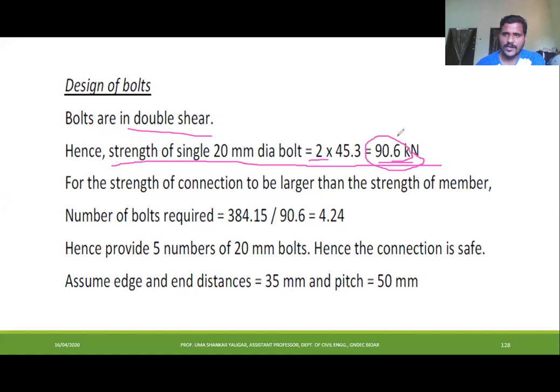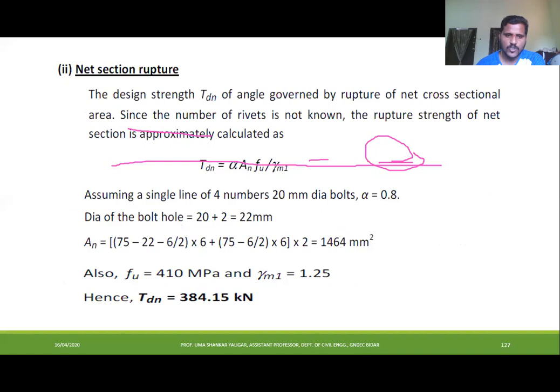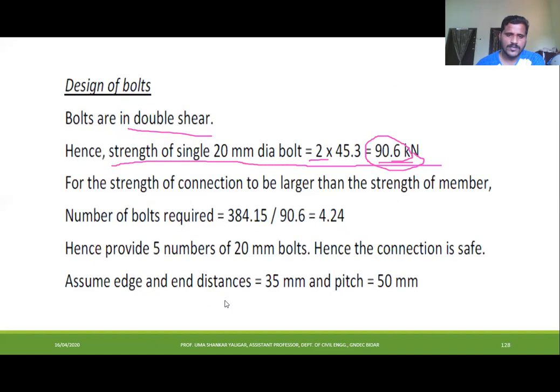Now I need to calculate how many bolts I want. Already I calculated the strength as per the gross section, the strength is 384.15. Now 384.15 divided by the bolt value 90.6, you will get 4.23. Hence you can provide 5 numbers of 20 mm diameter bolts. Hence the connection is safe.